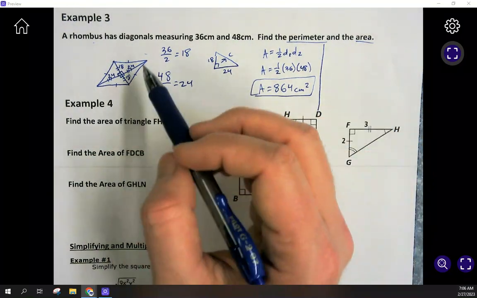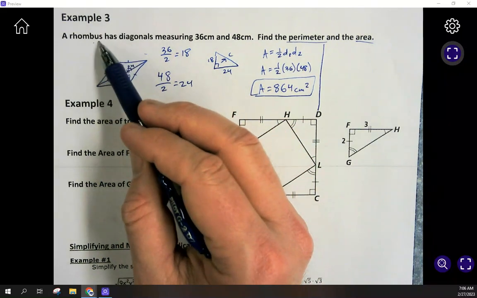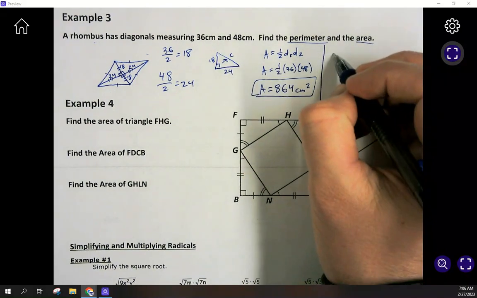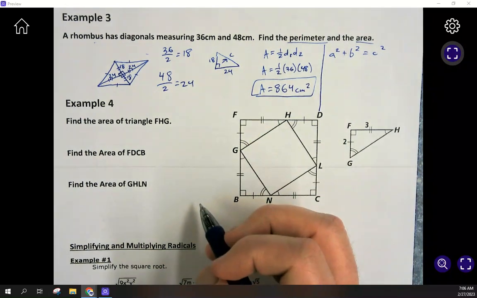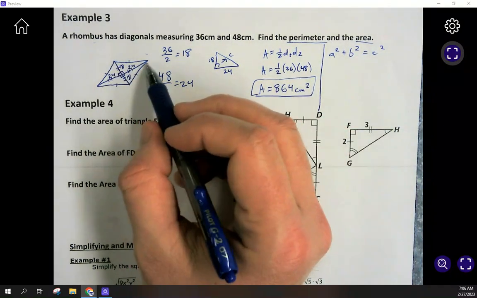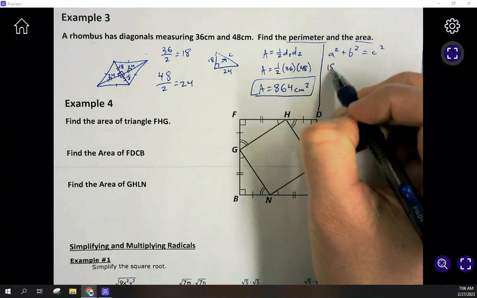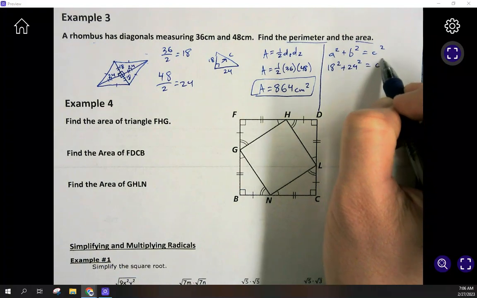But if we want to find the perimeter of this shape, we have to add up all the sides. All four sides are going to be equal because it's a rhombus. Okay, so we need to find this missing one out here. And because we have a right triangle, we can use the Pythagorean theorem. The missing side, like we talked about here, is across from the 90. That's our hypotenuse. That's our C. So we're going to plug in 18 and 24 for A and B. We're going to solve for C.